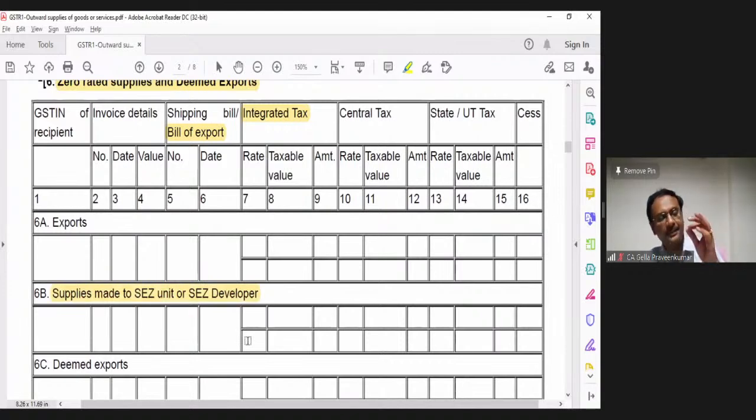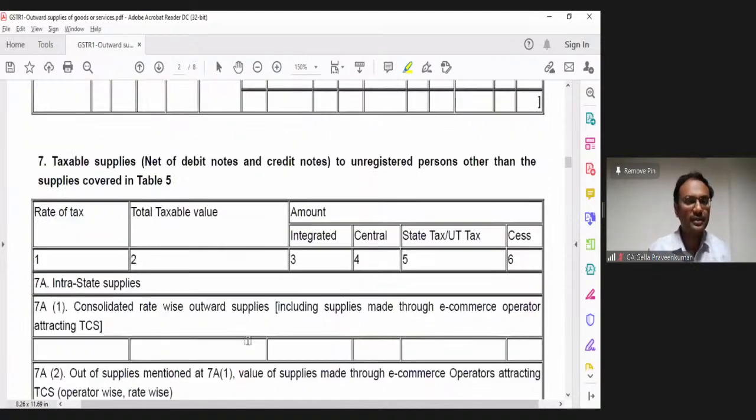Keep in mind. Sir, when I have exported goods to Germany, can I fill in table 6B? Answer is no. Reason, table 6A, this data is going to get travelled to my ICEGATE portal, that is customs portal. So every table which is asked for, you need to read that, you need to understand, pick the data from your books of accounts, punch into the respective details. So table 6A talks about my exports. Next, table 7, supplies net of debit or credit notes to unregistered persons.